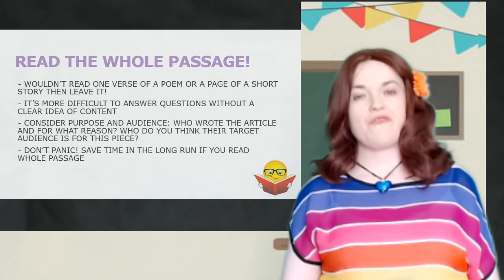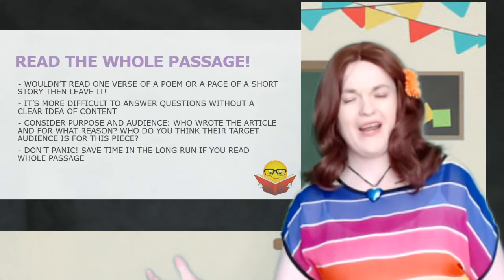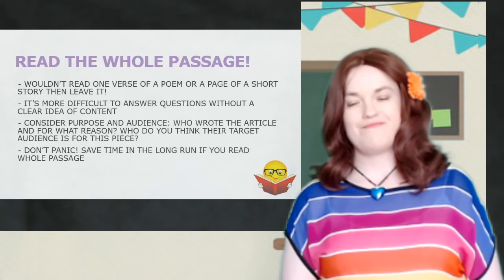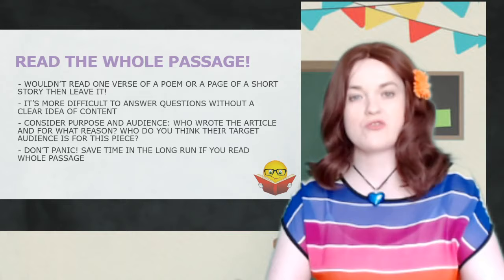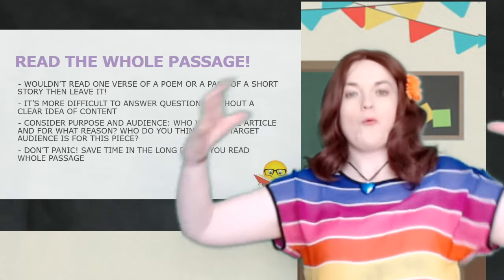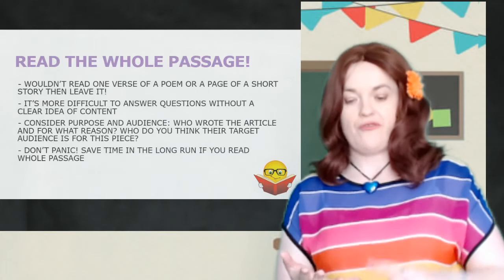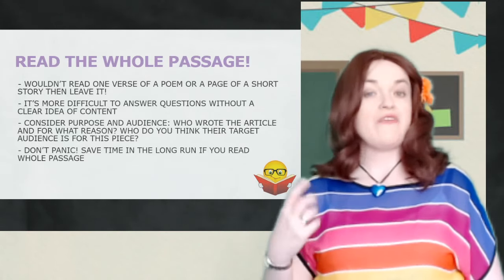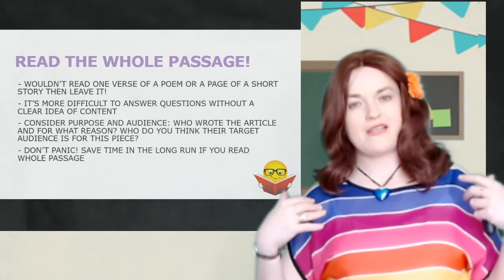Just ask yourself, would you read one verse of a poem or one paragraph of a short story or a novel and then try and write about it? No. Because you wouldn't have a Scooby-Doo where it was going next. So same with a RUAE. You've got to look at the whole picture. So you won't be able to ask, who's it for, what's it about, unless you've read the whole thing. So even if it takes you 10 or 15 minutes, just read the whole lot, let it sink in.